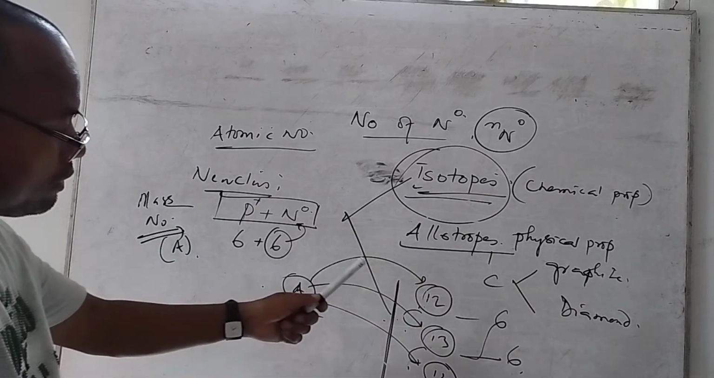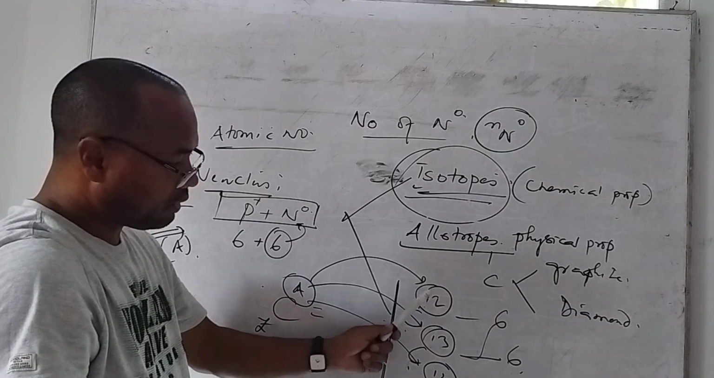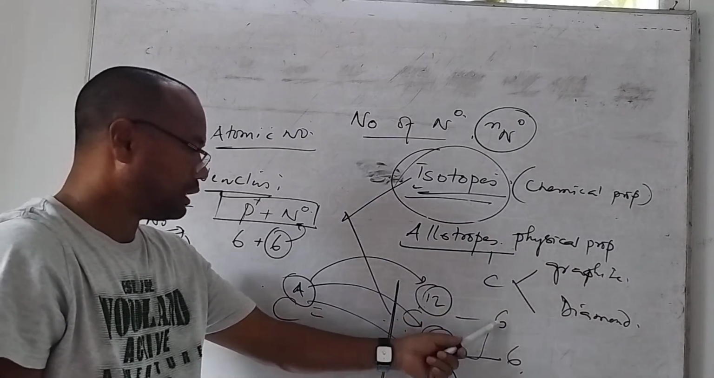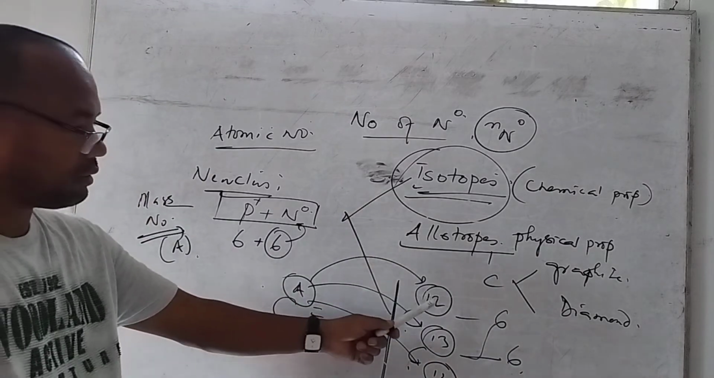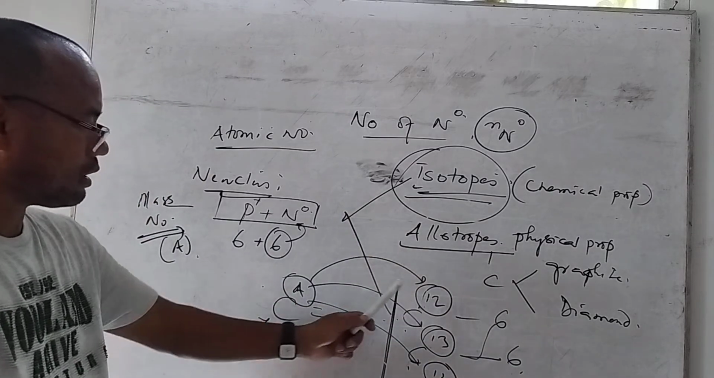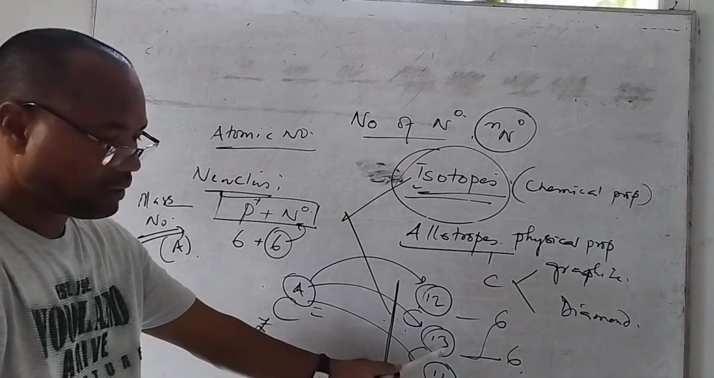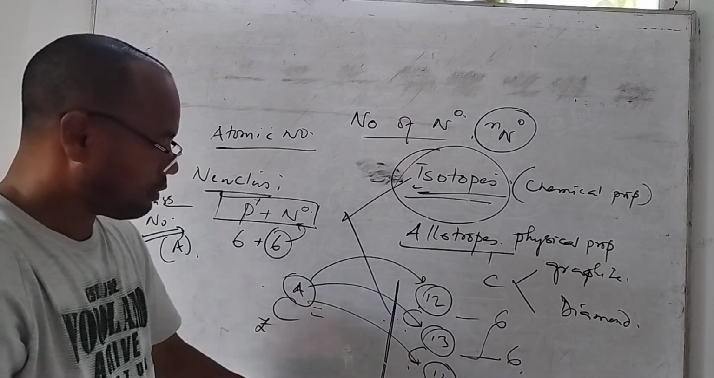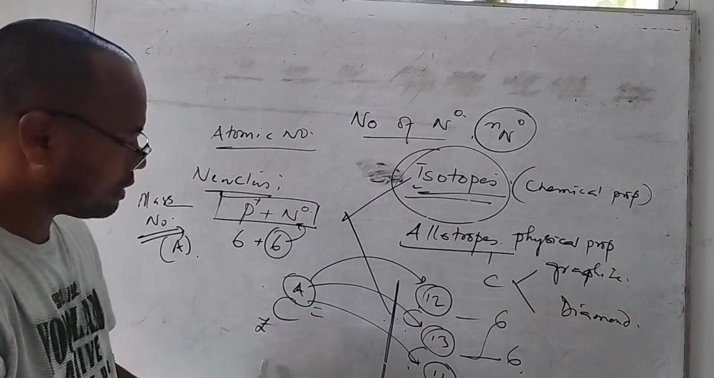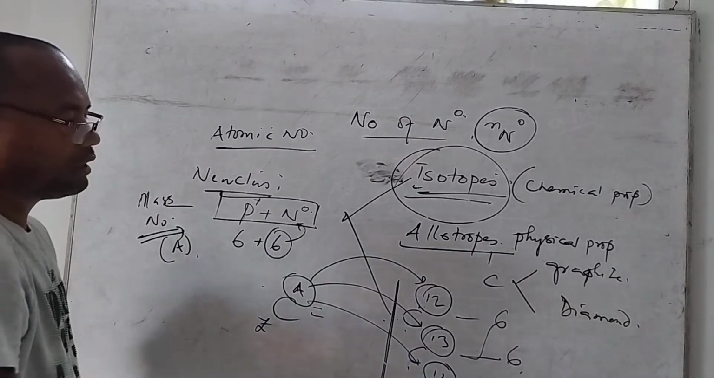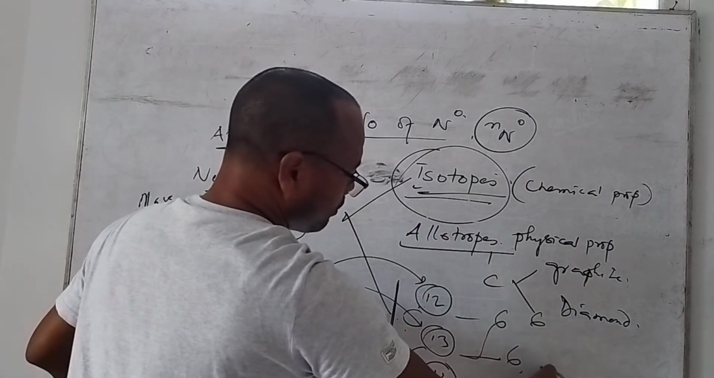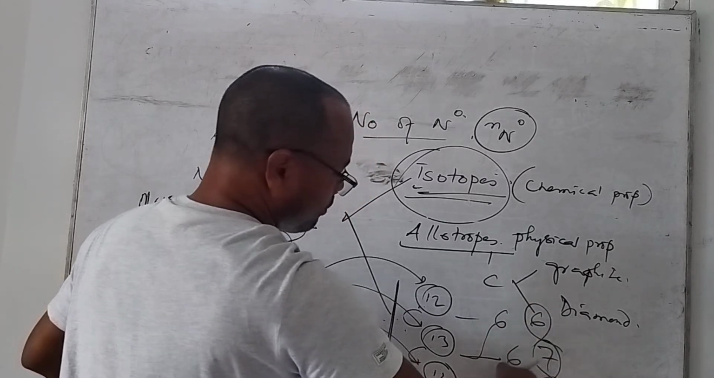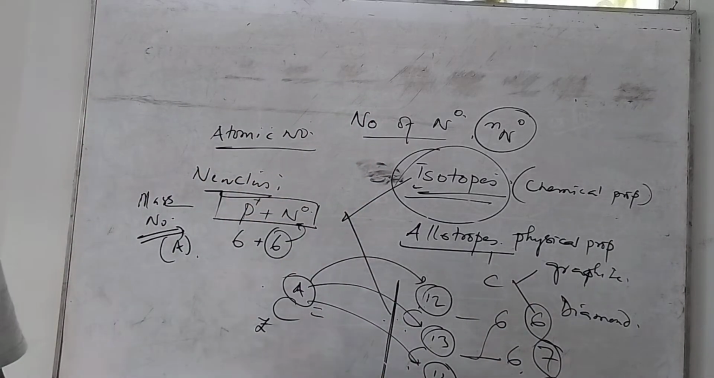Now here, these isotopes: carbon 12, carbon 13, carbon 14. What is the number of neutrons here? When we calculate, 12 minus 6 comes out 6. 13 minus 6 comes out 7. 14 minus 6 will be 8. So the number of neutrons here is 6, here 7, here 8. These are the numbers of neutrons present in our carbon atoms.